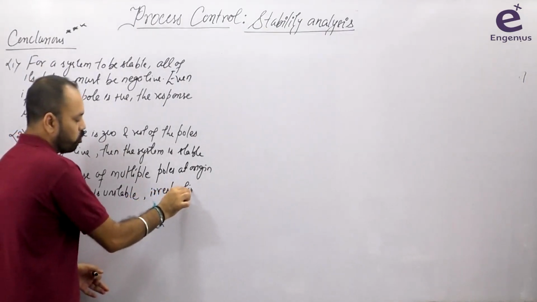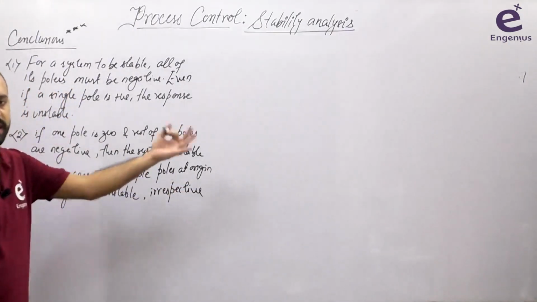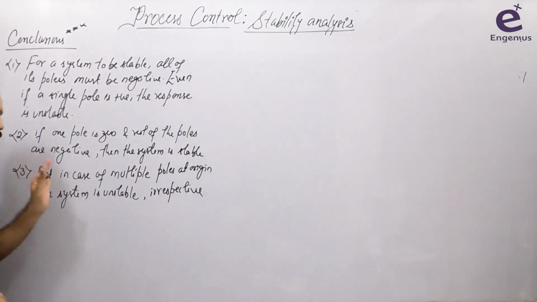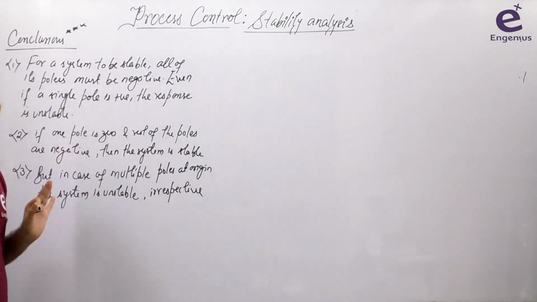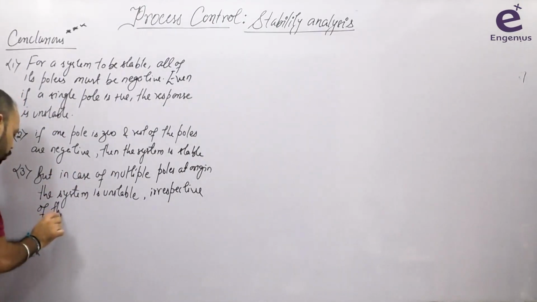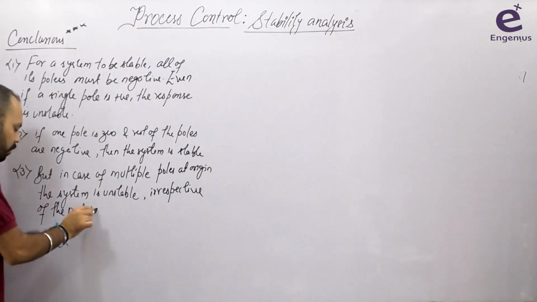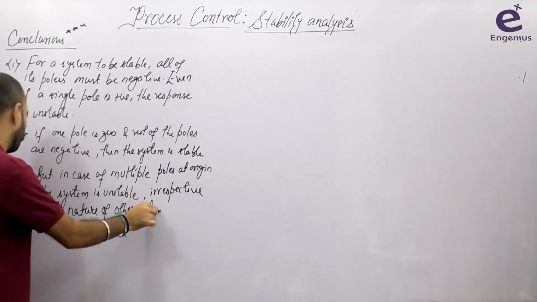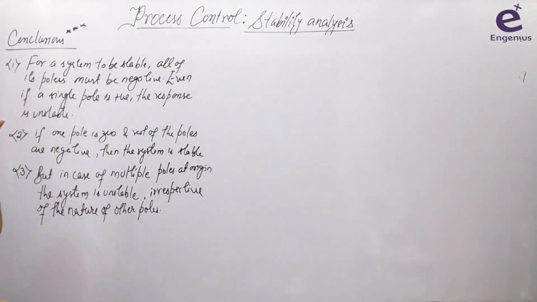Means you should not say कि sir देखो rest of the poles are negative, कोई बात नहीं, system stable होगा, नहीं. Even if you have two poles at origin and all the other poles are negative, doesn't matter, the system will be unstable irrespective of the nature of other poles. ठीक है? That was the third point. Fourth point. What is fourth point? ठीक है, ये चीजें हमने देखी थी, है ना?